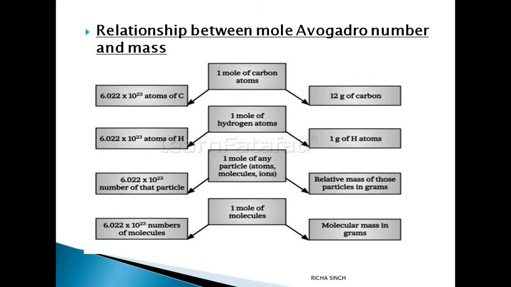So 1 mole of any particle, it may be atoms, molecules or ions, will always have the number 6.022 into 10 raised to the power 23, and mass will always be equal to the relative mass of those particles. 1 mole of molecules, if I am talking, then again the number is the same, 6.022 into 10 raised to the power 23, and its mass will be its molecular mass. Wherever the atoms are there, it is having atomic mass. Wherever atoms are combining to form molecules, then we will consider 1 mole of molecules is equal to the molecular mass in grams.